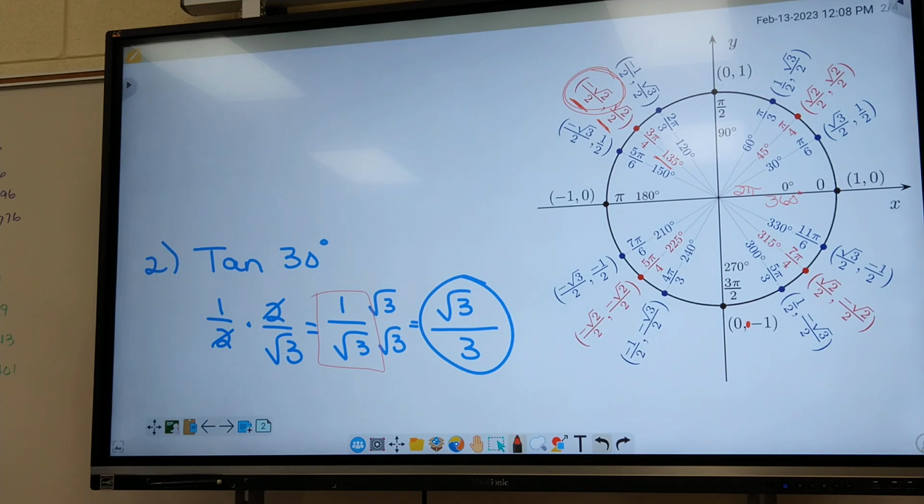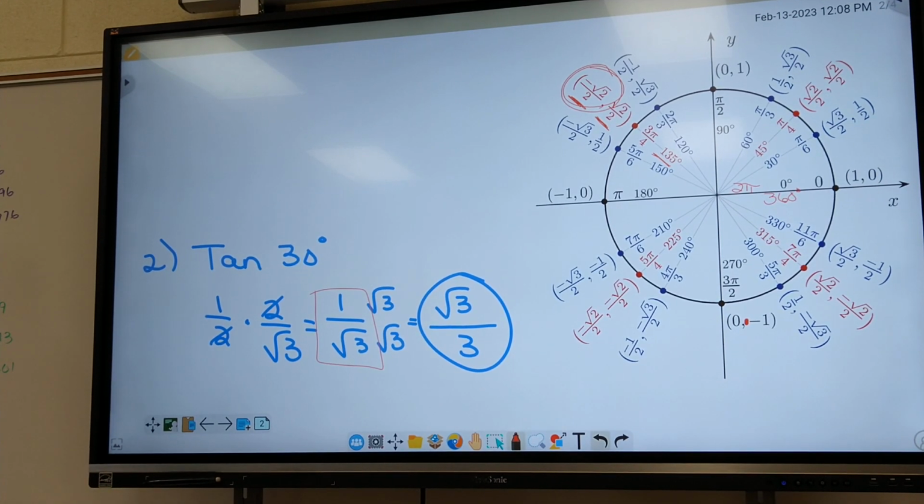All right, anybody else got a question on number 2? Okay. Remember, you're not going to have a calculator on the test. Make sure you're plugging these into the calculator.